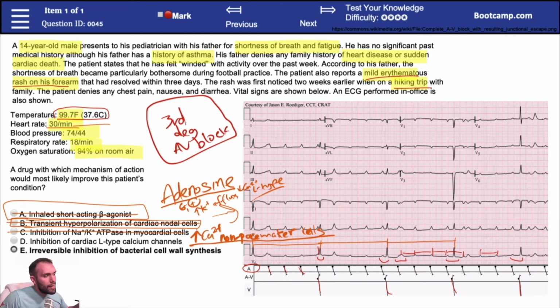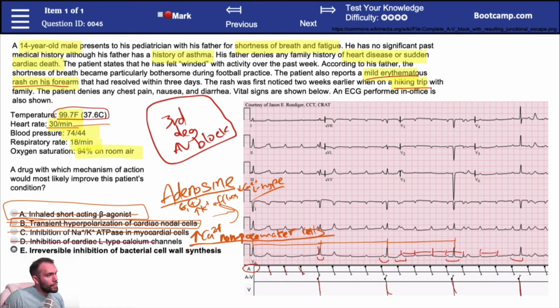So digoxin does not help increase the speed of depolarizations in nodal cells. It actually slows it down because it increases parasympathetic activity. So digoxin is in your category of AV nodal blocking agents. Just remember that, even though it increases contractility. Okay. All right. D, inhibition of cardiac L-type calcium channels.